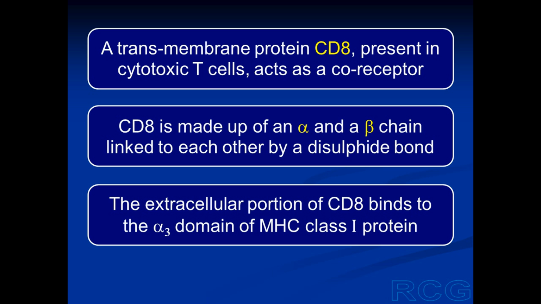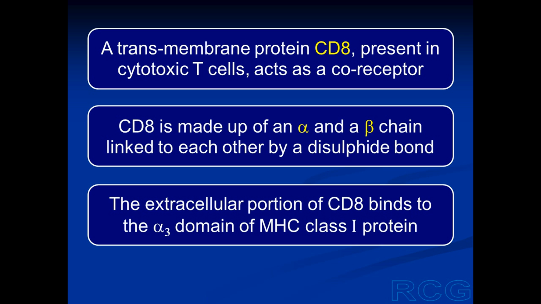In addition to T cell receptors, the cytotoxic T cells also possess a co-receptor. This co-receptor is also a transmembrane protein, and it is known as CD8. CD is cluster of differentiation. So this CD8 protein is made up of two polypeptide chains, an alpha chain and a beta chain, which are joined to each other by a disulfide bond.